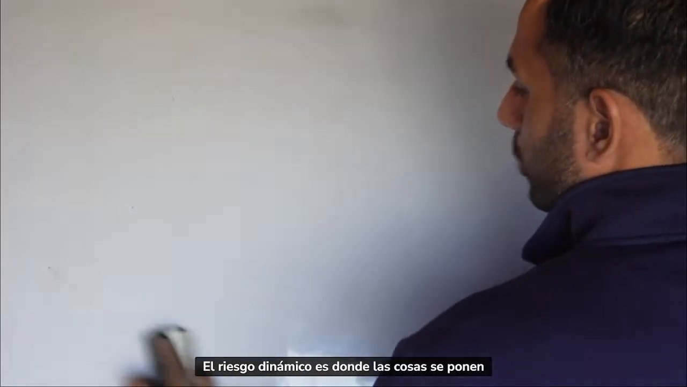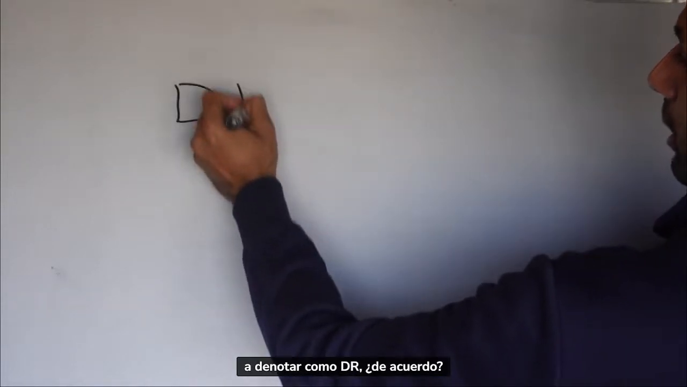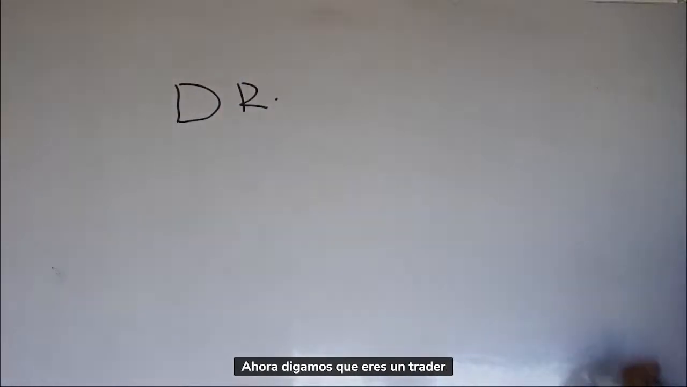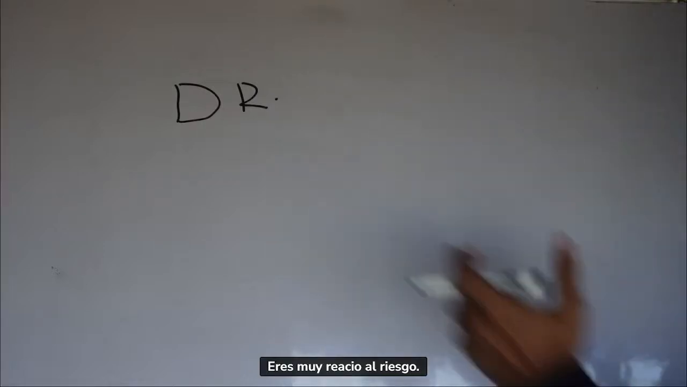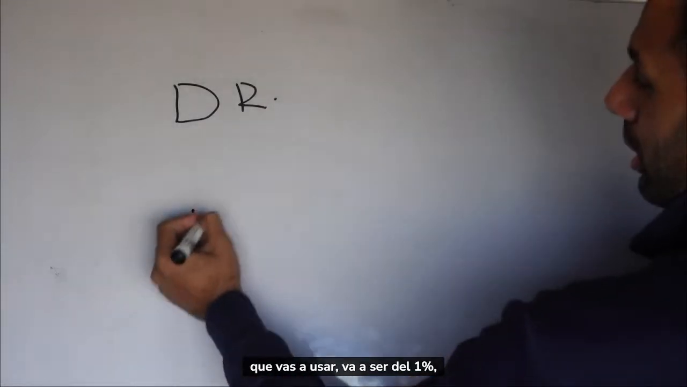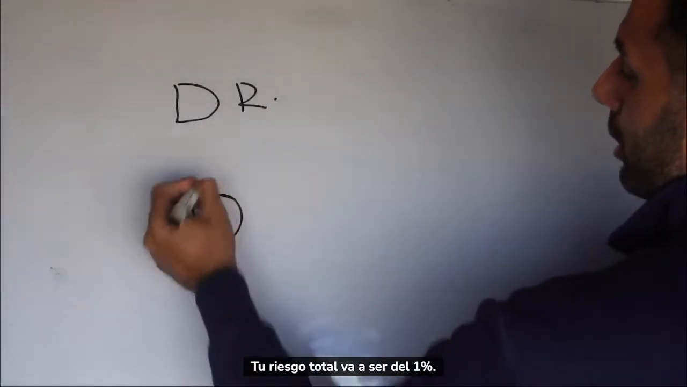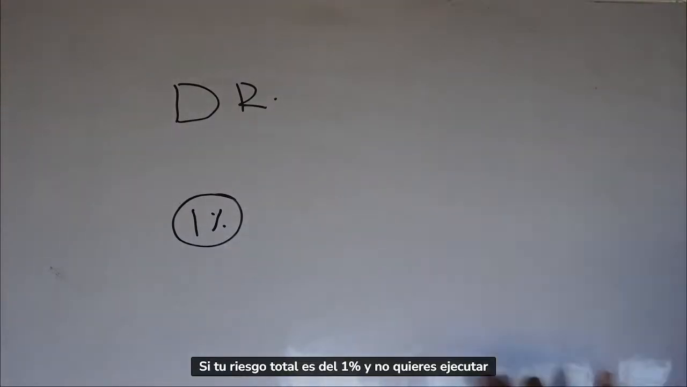Now, dynamic risk is where things get a little bit complicated, a little bit advanced, but not so advanced, right? So let's talk about this right here. Dynamic risk, we're going to denote this by DR, okay? Let's say you're a trader, and you're very disciplined. You don't want to risk a whole lot of money at this point. You're very, very risk averse. So let's say your total risk is going to be 1%.